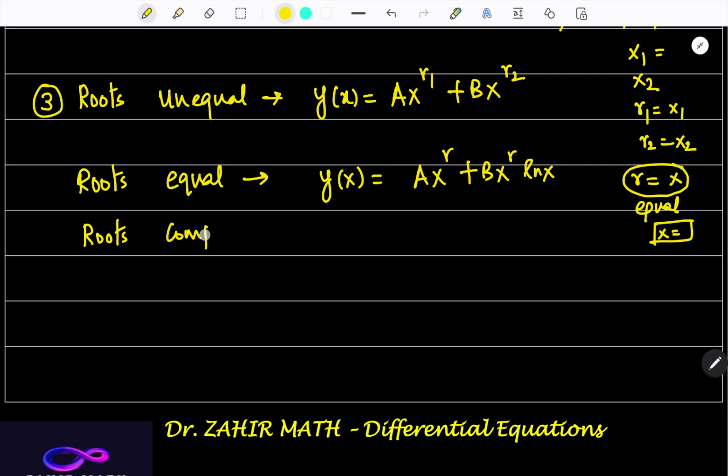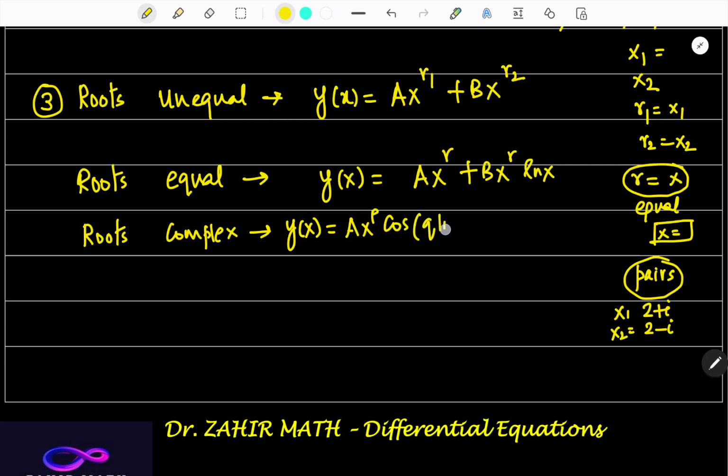The roots are complex. There is a possibility of getting complex roots, right? Complex roots usually occur in pairs. What do you mean by pairs? Suppose 2 plus i is a root, then definitely 2 minus i will be your x2. That's why we say complex roots occur in pairs. So if you get complex roots, your formula will be y(x) = a x^p cos(q ln x) + b x^p sin(q ln x).